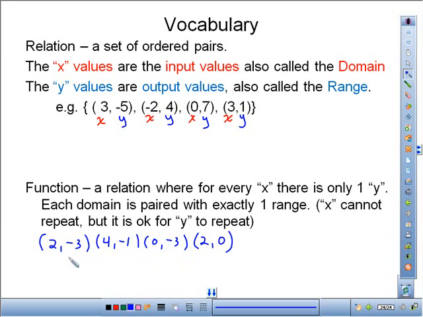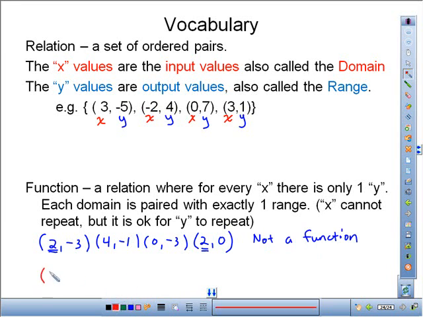Well, you have to look at the x values. If the x value never repeats, it's a function. But you see in this case, the x value right here, the number 2, it repeats. So this is not a function. Right? Now let's think of another one.